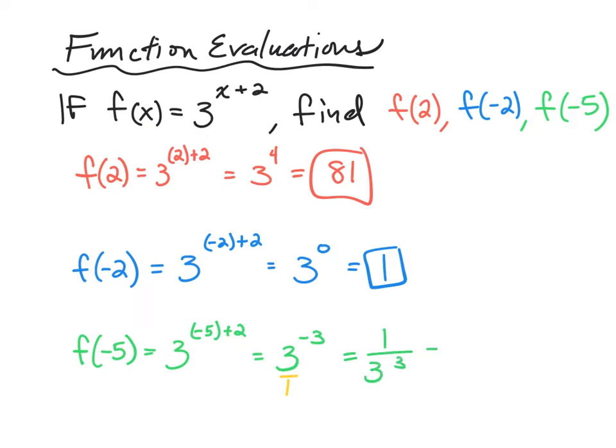So 3 to the 3rd power is 27, but it would stay in the denominator because that's where the 3 to the 3rd power was. So here's our answer for that. Let's take a look at one more example.